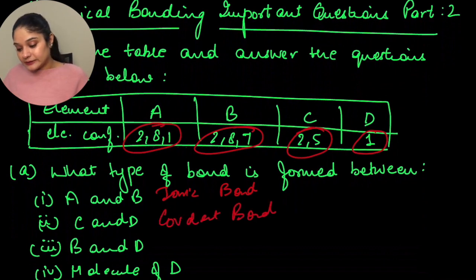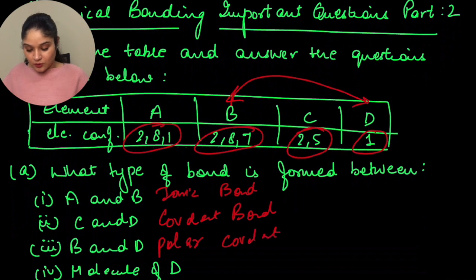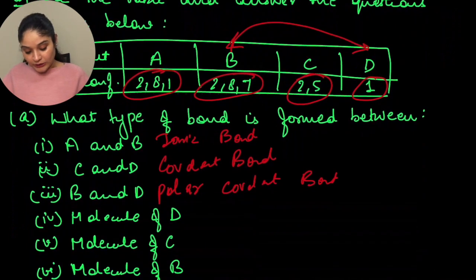The next is B and D. So B is 2, 8, 7 and D is 1. So if you look closely, your B is an electronegative one because it is 2, 8, 7 and your D is just 1. So what kind of bond will be formed here? You will have a polar covalent bond. So polar covalent bond.